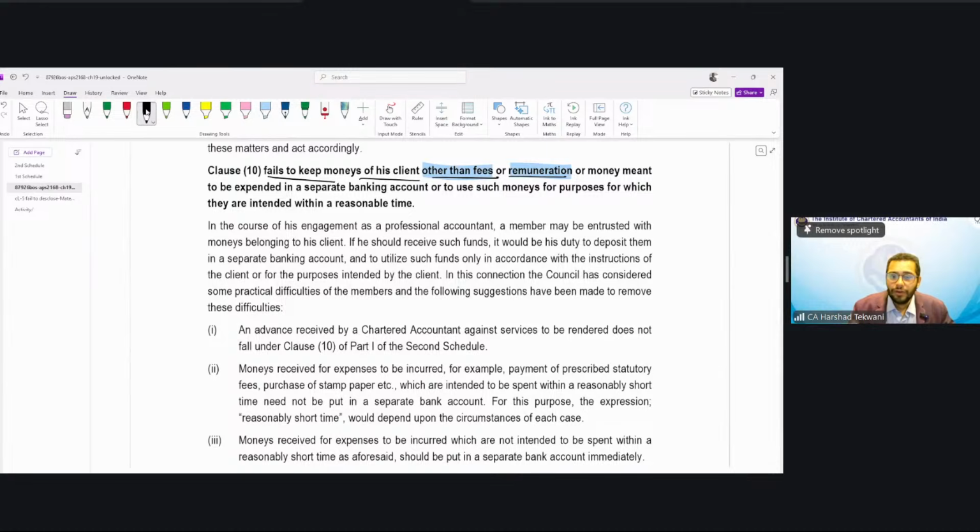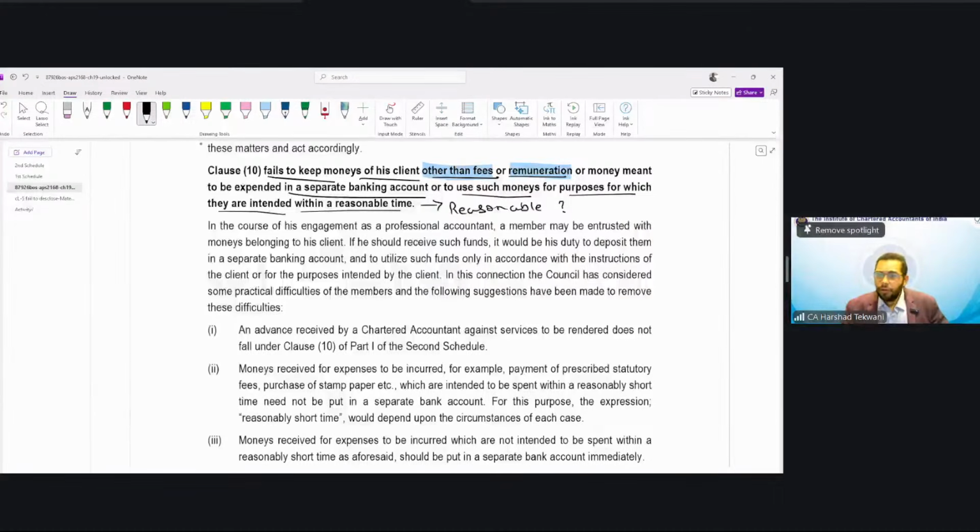So first of all, if you fail to keep the money of the client in a separate bank account, there are exceptions, but if you fail to do so, then you will be held guilty of professional misconduct. Or if you fail to use such money for the purpose it is intended within the reasonable time frame. Now here we need to understand what is a reasonable time frame.